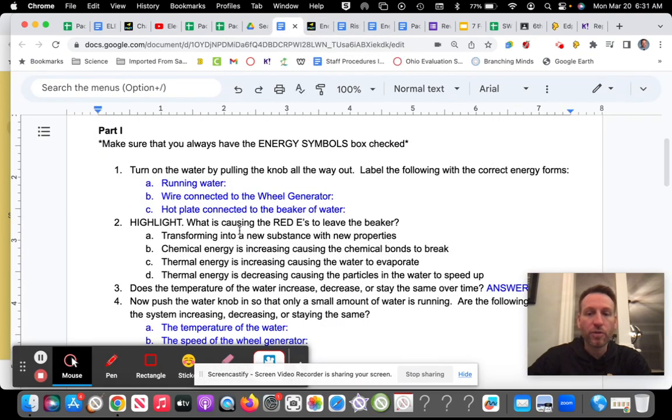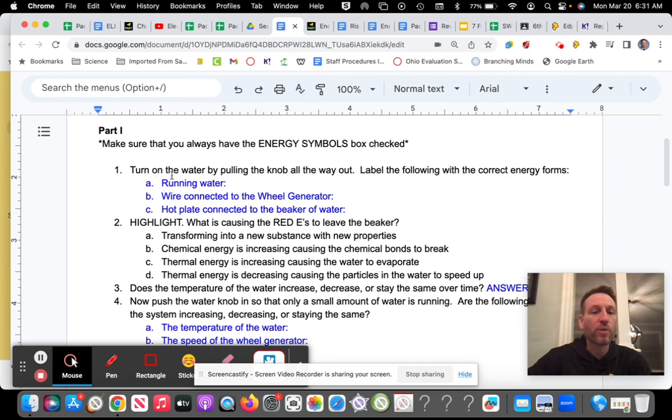Okay, let's go through and answer number 1 together, and then I'm just going to let you go through and work on your own. Sometimes I'm asking you to write down observations, which is going to be the blue font. Sometimes I'm having you highlight the correct answer, like here in number 2, because it's a multiple choice question. So you just highlight the correct answer.